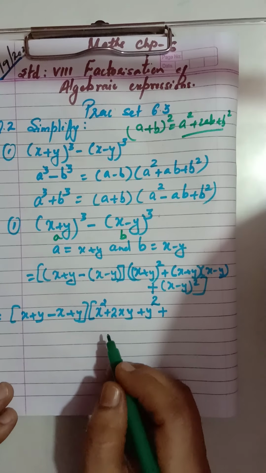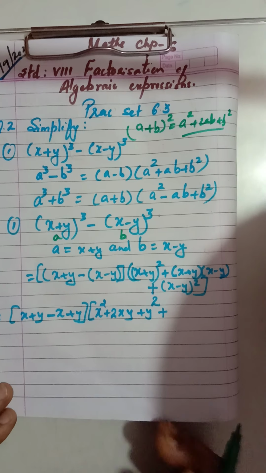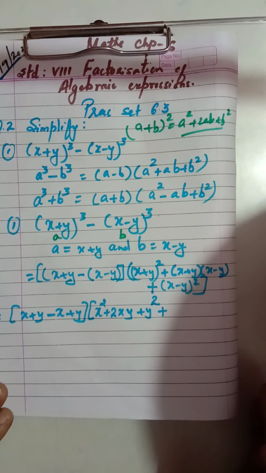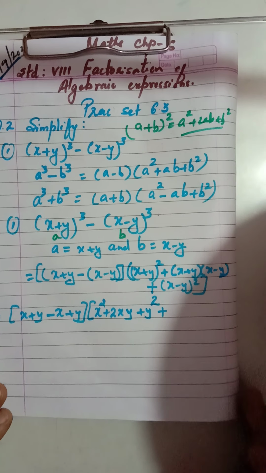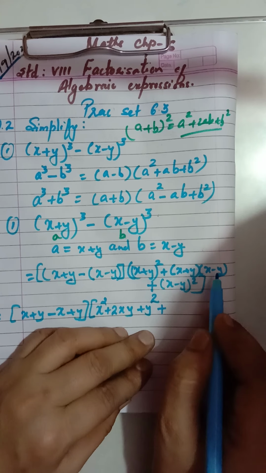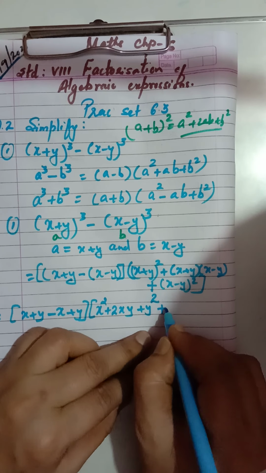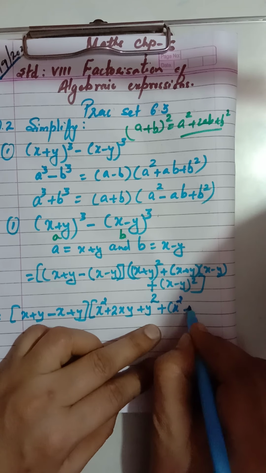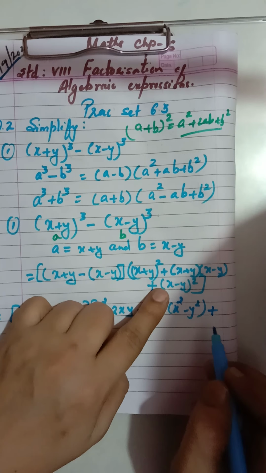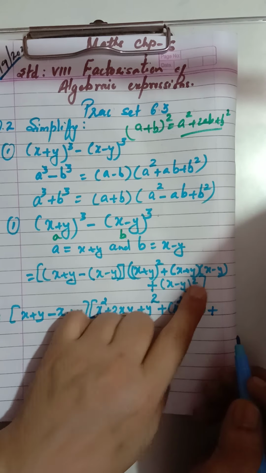A plus b into a minus b is nothing but a square minus b square. So that becomes x square minus y square. So you can write in the bracket x square minus y square, and plus, now the last term, x minus y the whole square.